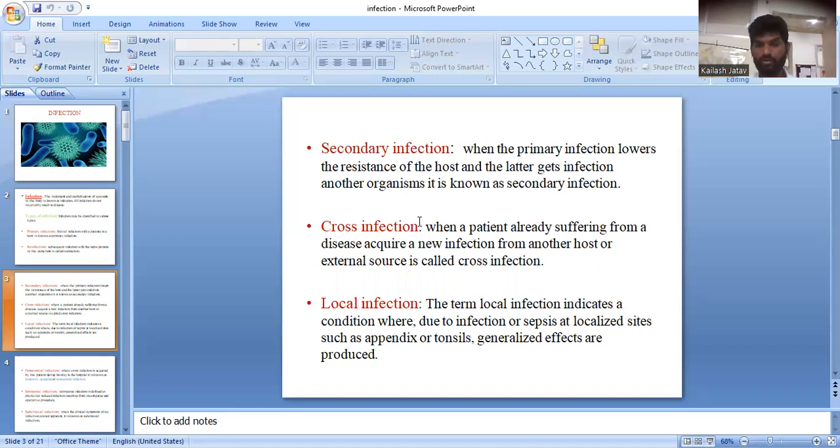Local infection. The term local infection indicates a condition where, due to infection or sepsis at localized sites, such as the appendix, toxins are absorbed and generalized effects are produced.